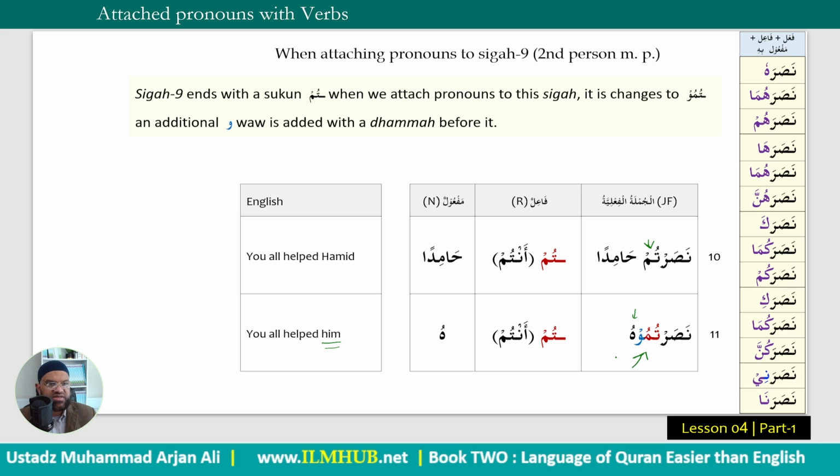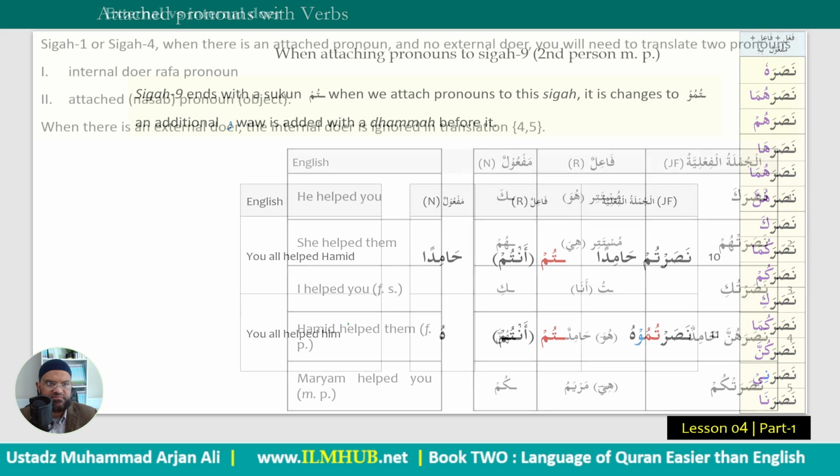So these are the additions that you will see. They're not really changing the word. They're for phonetic reasons and making it easier. So just in case you were surprised with the noon and the waw and the alif removing, these are the reasons why they do so when attached pronouns are attached to them.